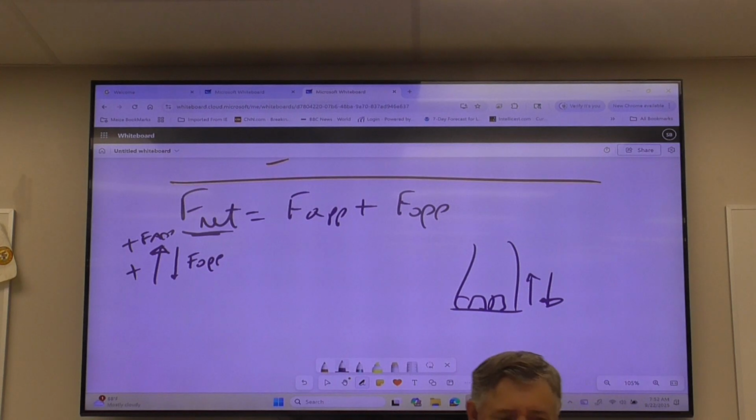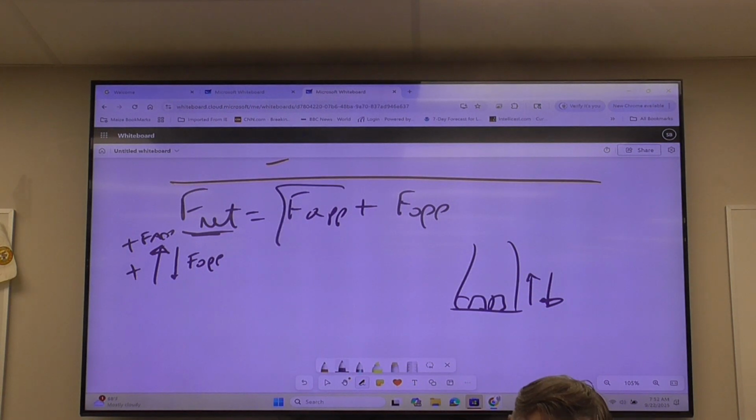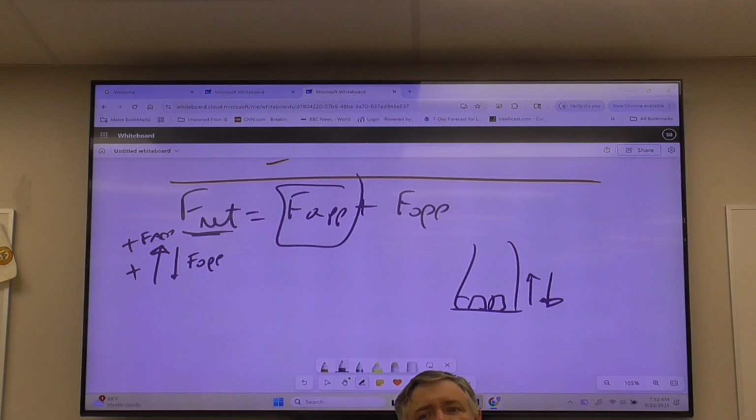So when I tried to lift it up very quickly, what happened to the value of my applied force? It went way up, right? Oh, I get it now.